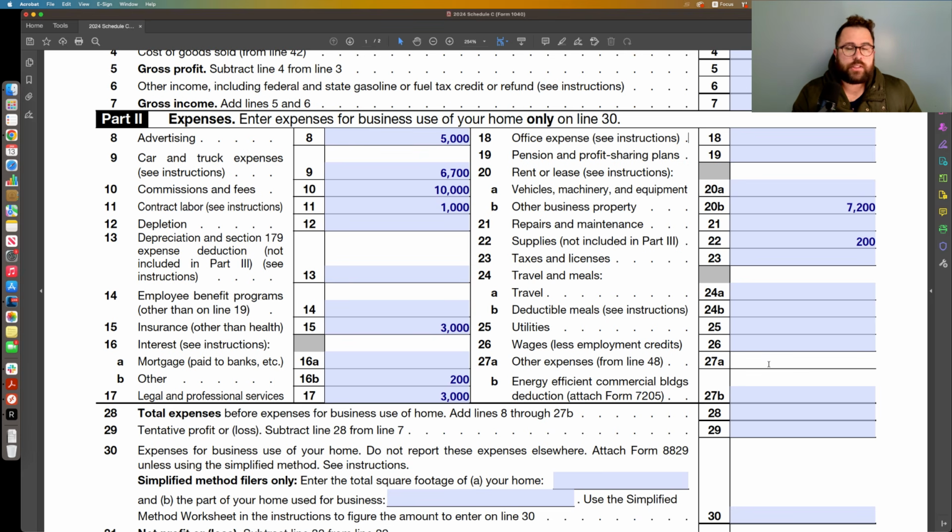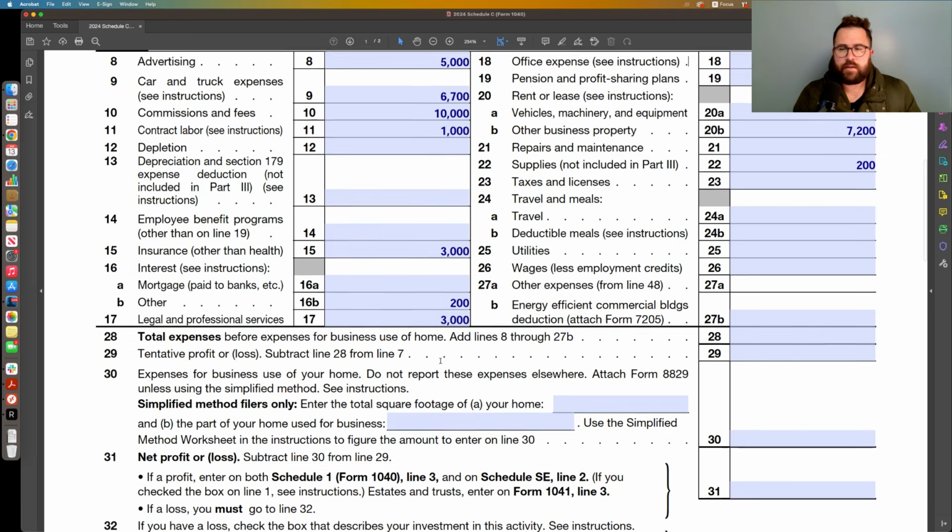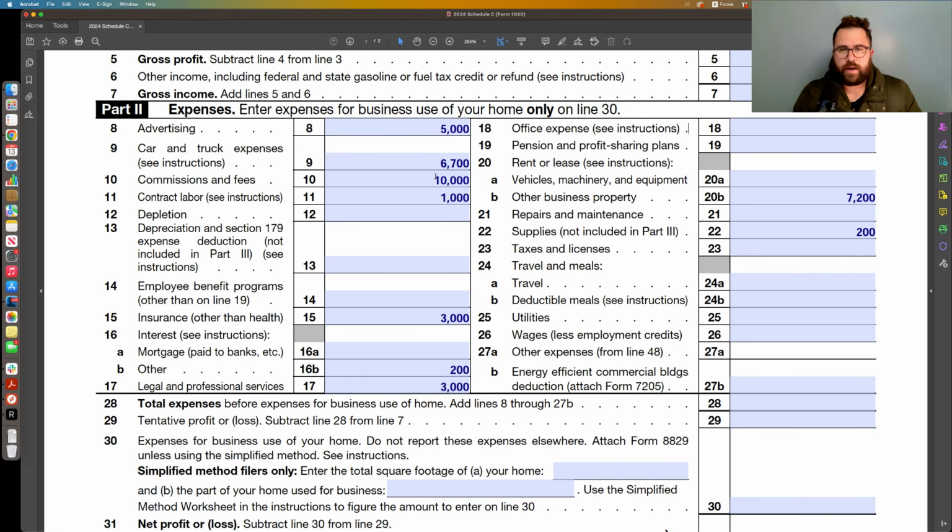Other expenses, don't be ashamed, right, to put stuff in other expenses if it doesn't fit into any of these other lines. A big one, especially for a professional service provider, would be education, right, to keep yourself and your staff sharp. In my world, when it comes to changing tax laws or something like that. So don't be afraid to put something there.